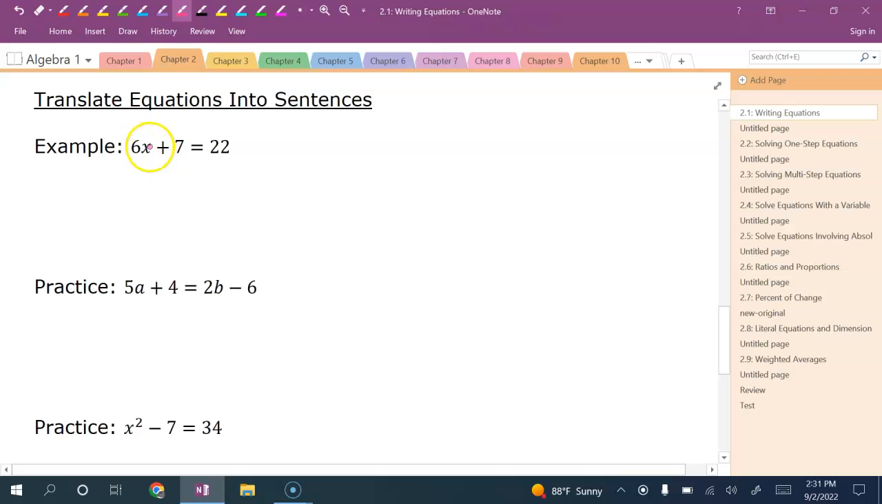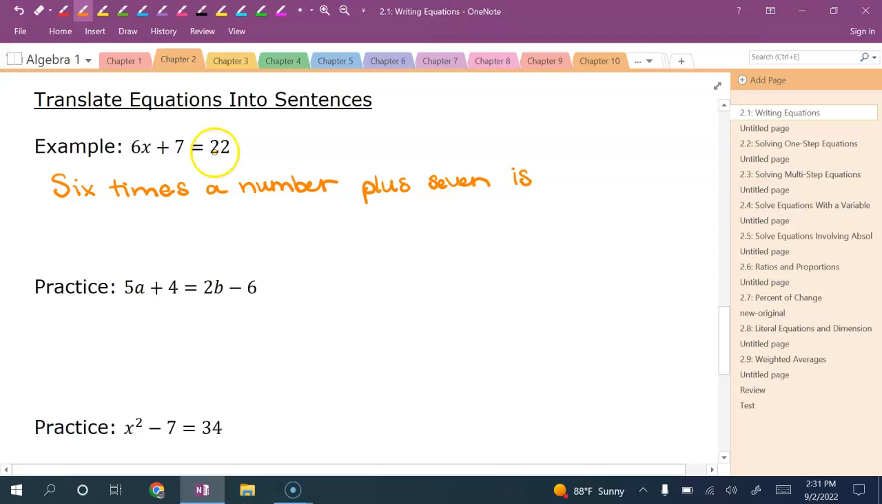Remember, anytime that you see a letter, we refer to that as a number. We don't just say 6 times x in the problem. So we're going to take this one and I'm going to say 6 times a number. And then I'm adding 7, so you could say add 7 or plus 7. Then we have our equal sign, so I'm going to say is, or you could say is equal to, and then we have 22.